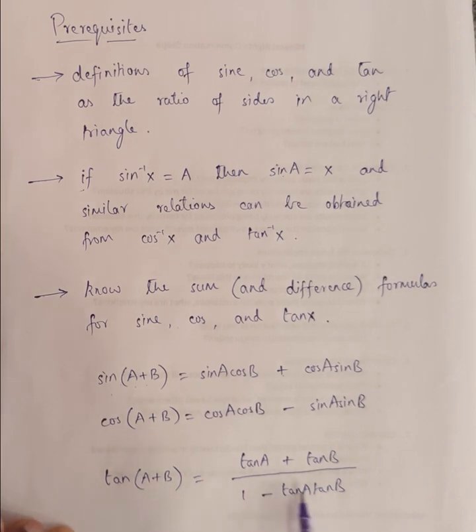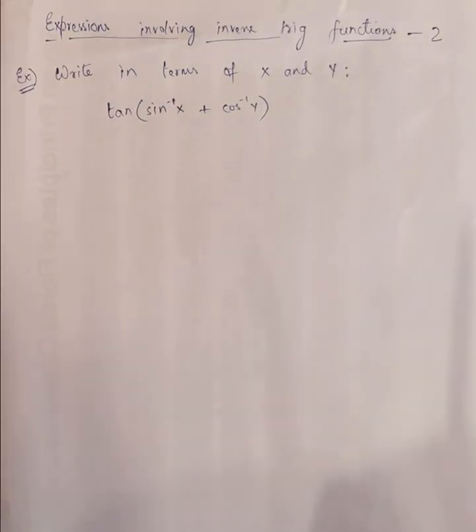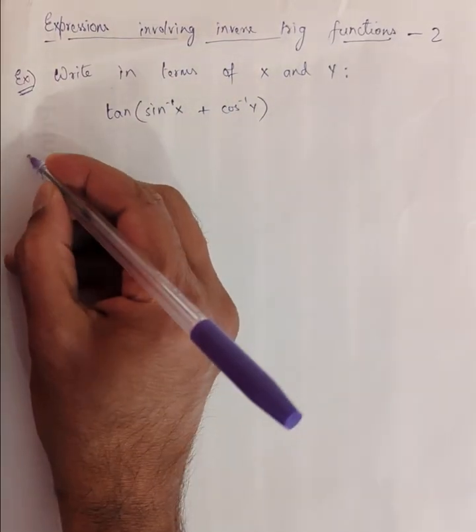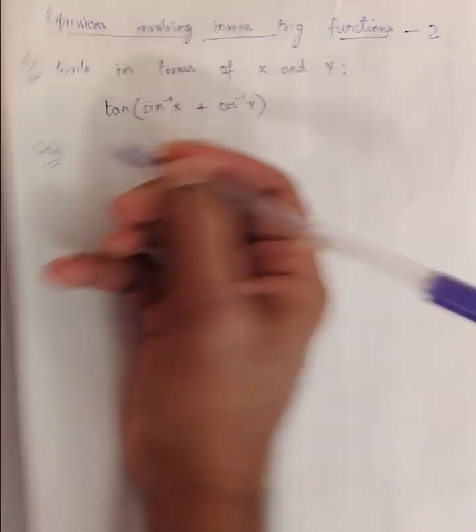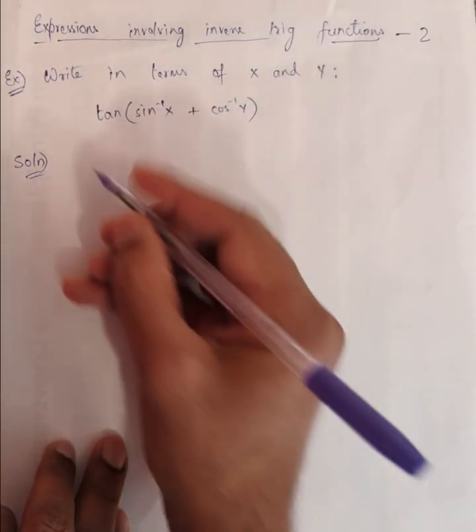And tan of a plus b is given by this fraction, tan a plus tan b over 1 minus tan a tan b. Now tan of a minus b would have these signs changed. The plus becomes minus and the minus becomes plus. Alright, so with this, let's go ahead and try to write this. Now let's copy the problem.